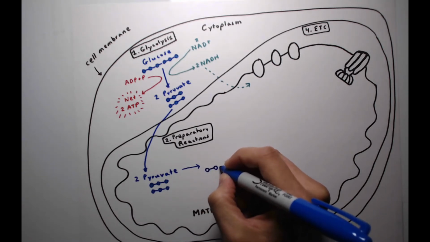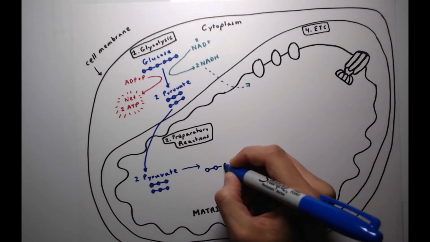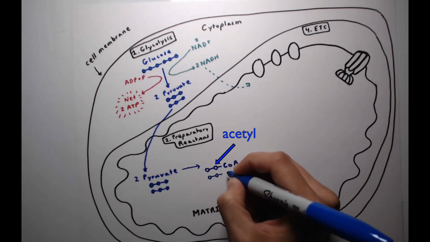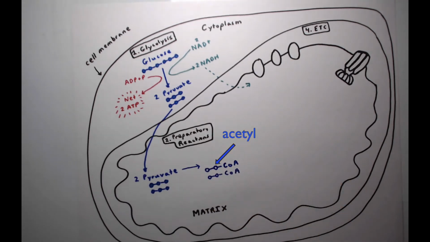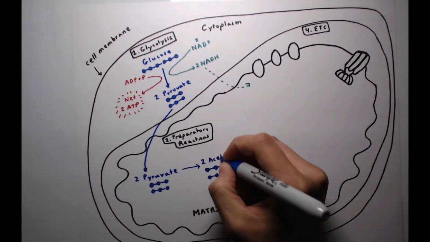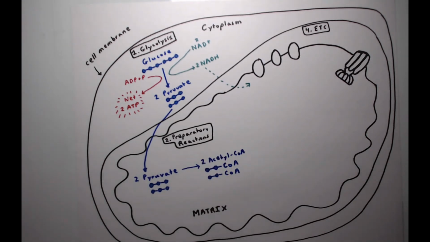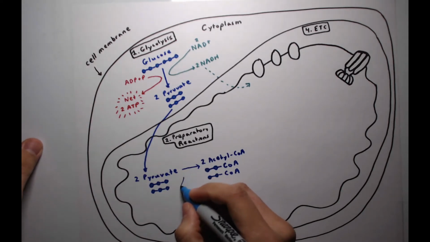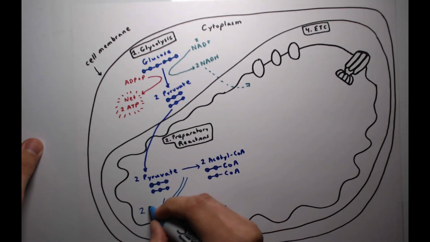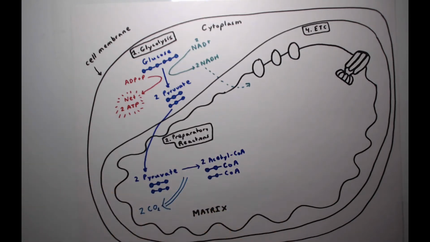During the preparatory reactions, one of the carbon atoms from each pyruvate is removed. This creates a 2-carbon molecule called an acetyl group. This acetyl molecule attaches to a molecule called coenzyme A, which is why we call each of the 2 molecules produced during the preparatory reactions acetyl-CoA. So what happened to the 2 carbon atoms that were removed from the pyruvates? They are actually released as carbon dioxide molecules. Mitochondria produce 2 carbon dioxide molecules during the preparatory reactions, 1 molecule for each carbon atom removed from pyruvate.